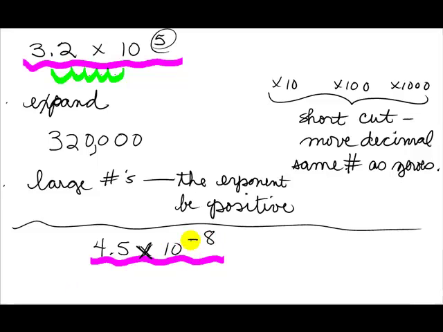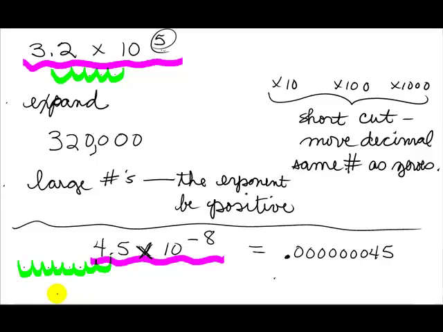Now, up here, we went to the right 5 places. Here, negative tells us we're going to go to the left. And so, again, we're going to grab this and we're going to go 1, 2, 3, 4, 5, 6, 7, 8. And then that is where our new decimal will be, right in the front. So this is going to equal decimal 1, 2, 3, 4, 5, 6, 7 zeros, and then our 4, 5. Very small number.